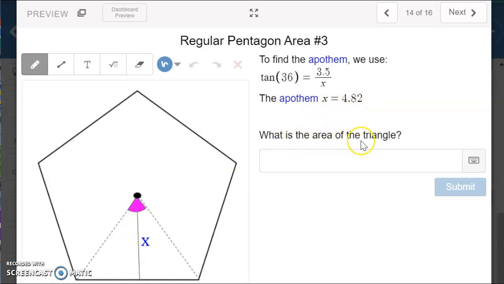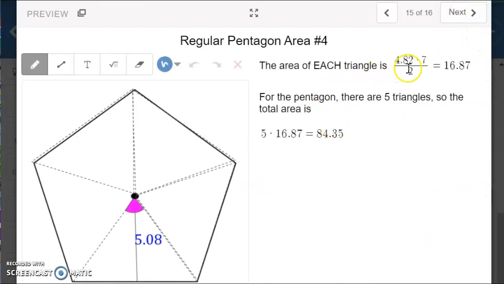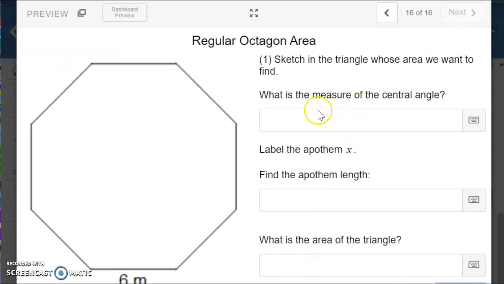Now you're supposed to find the area of the triangle. Hopefully you found the area of the triangle by multiplying the apothem's length by 7 divided by 2, which is 16.87. For the pentagon, there are 5 triangles, so the total area is 5 times 16.87, which is 84.35. Then finally, I would like you to try an independent practice of finding the area of this octagon given that the side length is 6 meters.